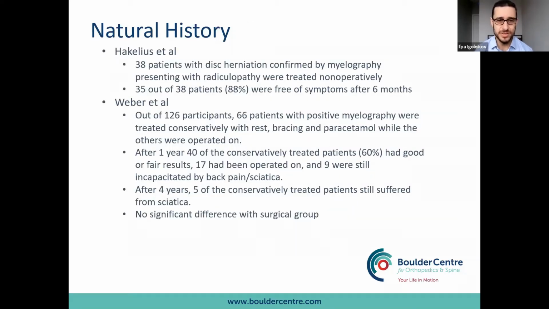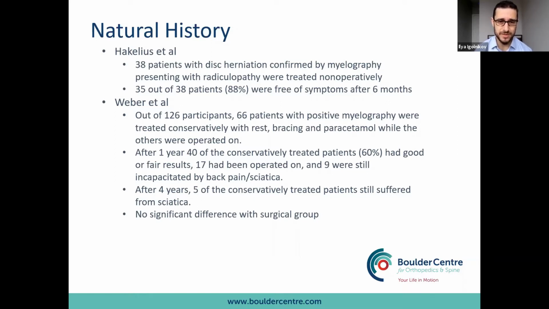All right, so there's two studies that I'm going to talk about. Hakelius et al. took 38 patients who had disc herniation, which was confirmed by myelography, which is a type of imaging. And these patients presented with radicular symptoms or leg symptoms. Of these 38 patients, all of them were treated non-operatively, conservatively. And of those, about 90% were symptom-free at 6 months. These patients all did physical therapy and took non-steroidal anti-inflammatory medicine.